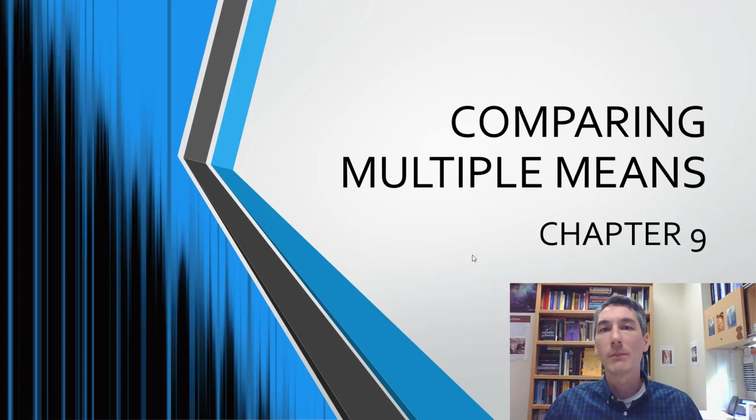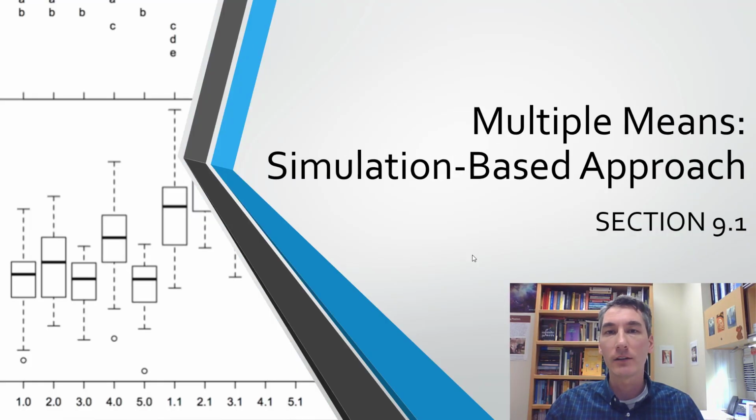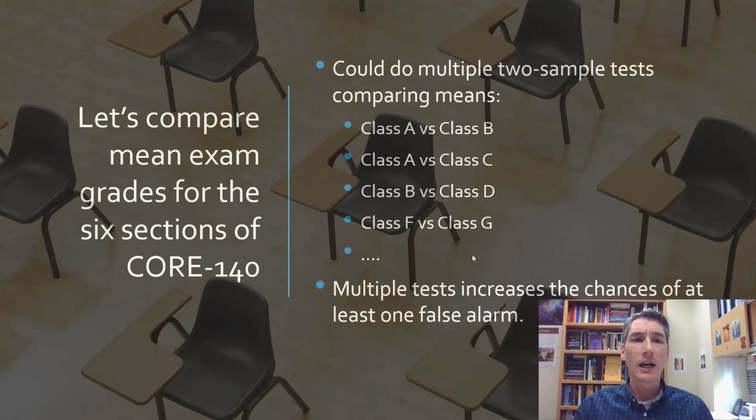In Chapter 9 we're going to be comparing multiple means, and today's video focuses on Chapter 9 Section 1, which is a simulation-based approach to comparing multiple means. So, let's take a look here.